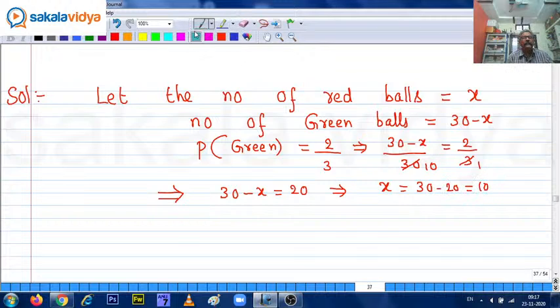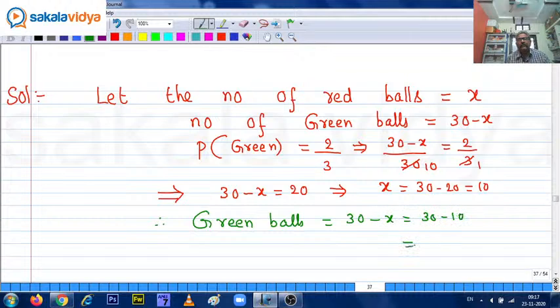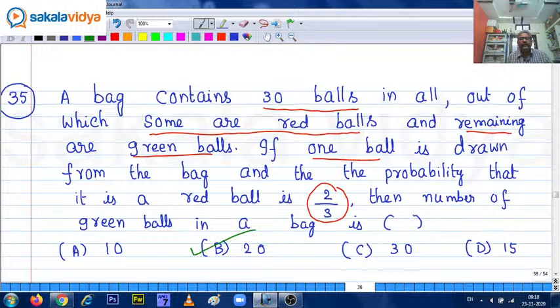We need green balls. Therefore, green balls is equal to 30 minus x. So 30 minus 10, obviously 20 only. Directly here also we can write that is 20. Right? We need to find out 30 minus x itself only. So B is the right option.